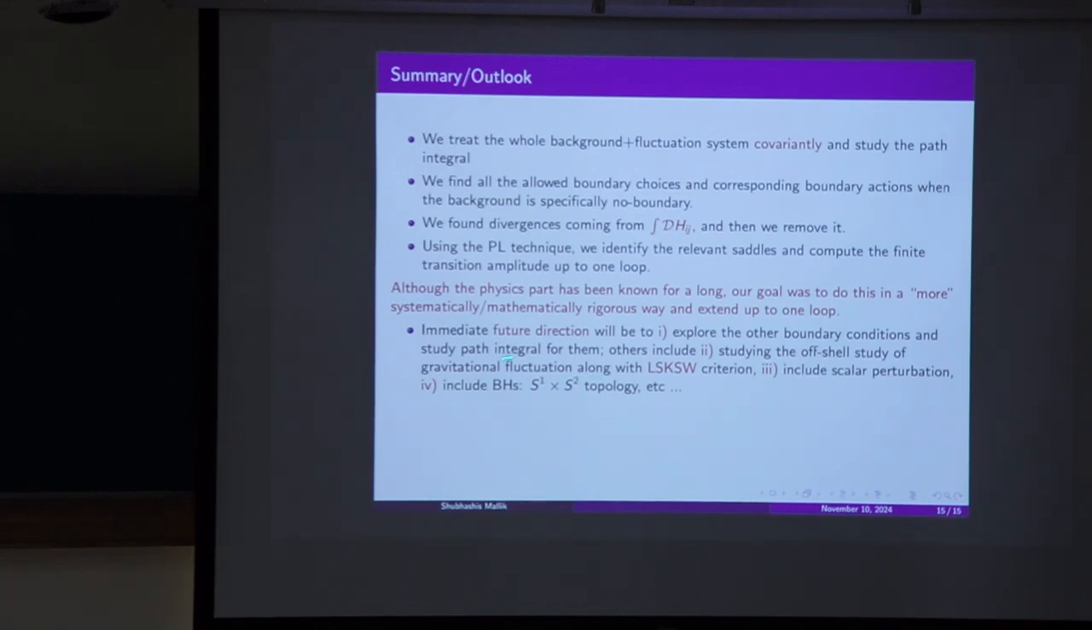Another is studying the offshell study of this fluctuation, because in the beginning I mentioned that I didn't include the Hamiltonian constraint. It will allow us to study these gravitational fluctuations with the Lefschetz criteria, and that basically says what are all the geometries that go into the path integral, because geometries are now complex. One can also study the scalar perturbations and also do it for other spacetimes, like S1 cross S2 things. And this is it, thank you.